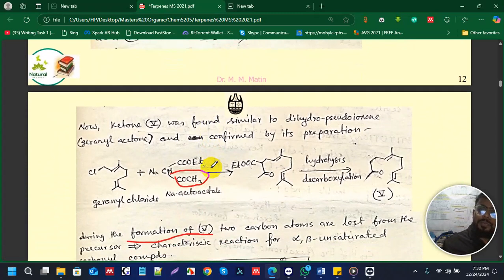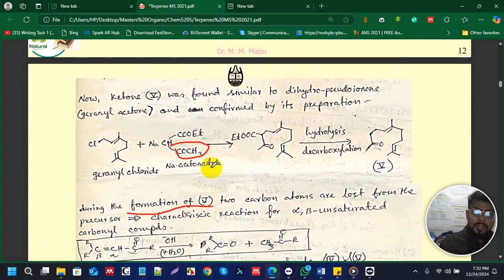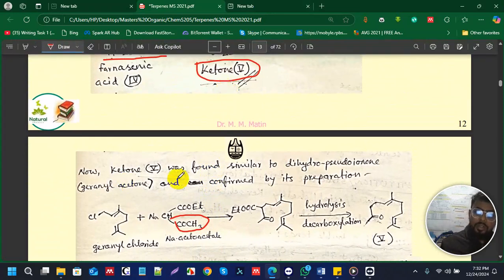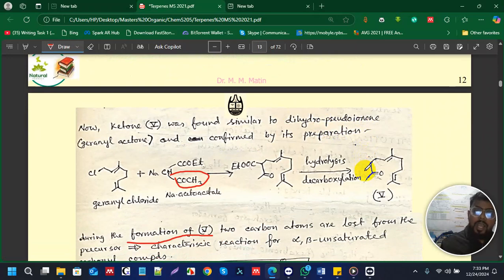And the next portion is the ketone structure 5, C13H22O. The ketone was found similar to dihydropseudoionone. Dihydropseudoionone is called geranyl acetone, and it was confirmed by its preparation. Actually, how will you be able to synthesize this structure 5 compound?